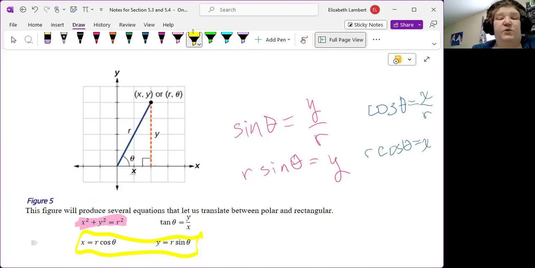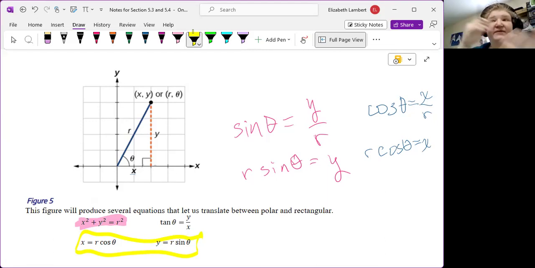Now, if I give you an x and a y, one of the polar coordinates you could get by doing Pythagorean theorem and square rooting to get r. And remember, when we square root, there's that plus or minus. So that's why up above we talked about positive versus negative radiuses. And then to get one of my angles, I would do y over x and then the inverse tangent of it.